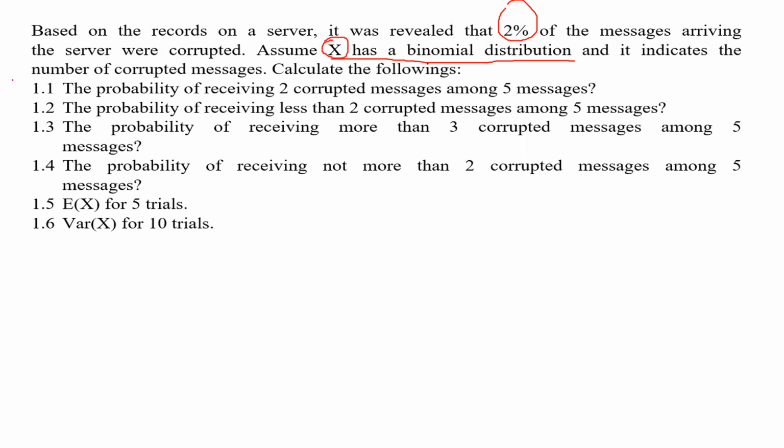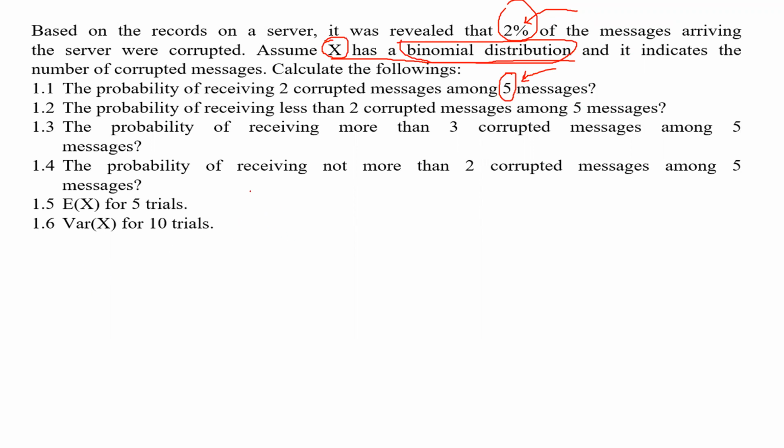Calculate the following. Now we have 6 questions for this part. So the question, for example, number 1: the probability of receiving 2 corrupted messages among 5 messages. So we already know that we are talking about binomial distribution. And we know the probability of success. So here in the question also, they revealed to us the number of total trials.